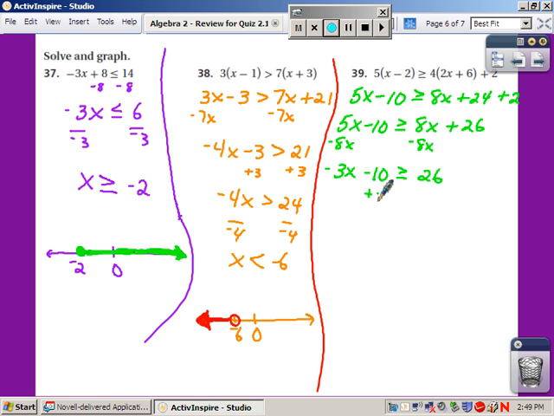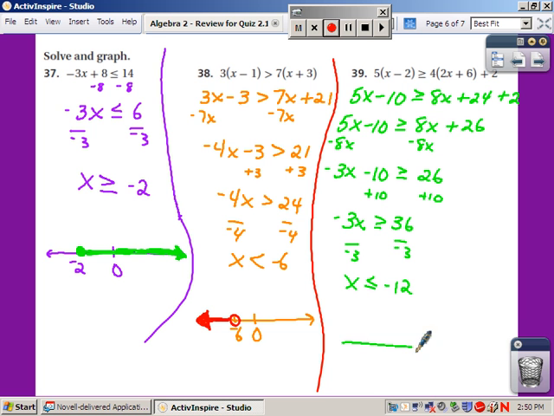I'm going to add this 10 away. Negative 3x greater than or equal to 36. Now I'm going to divide by negative 3. So here again, another time when we have to flip the symbol. Dividing by a negative makes us reverse this, and we're going to get negative 12.